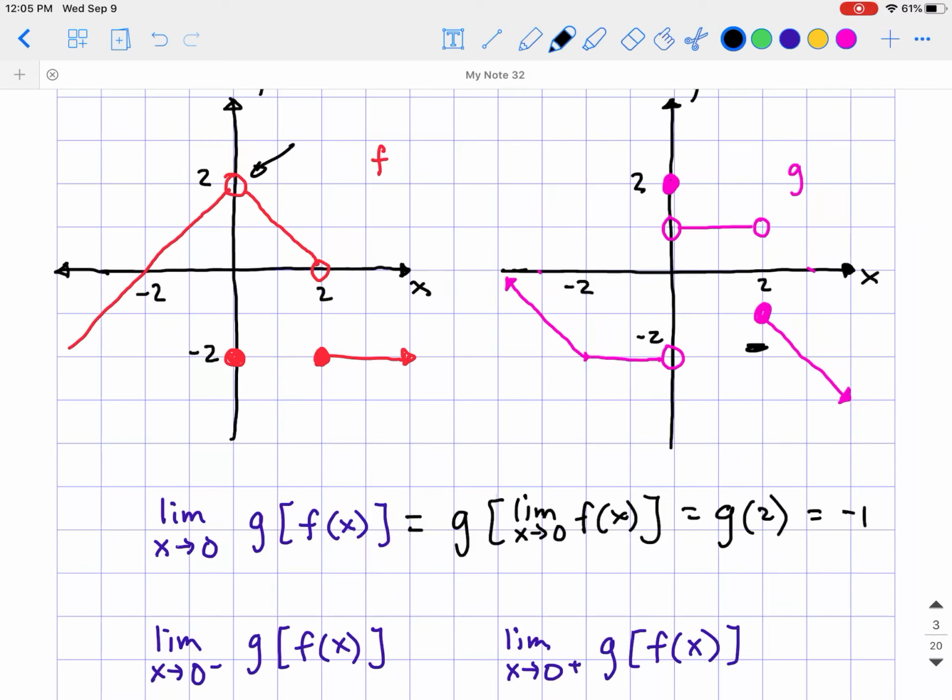But again, we cannot do that because g is not continuous at 2. So therefore, we cannot actually use this theorem. So all this right here, that's just garbage. Okay. So let's go now and do it the proper way.